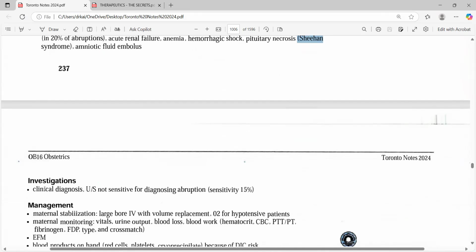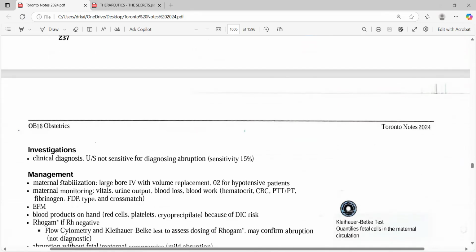Then, it's a clinical diagnosis. Don't go for ultrasound or wait for ultrasound. As you can see, in placenta previa we did the ultrasound, but in this one we go for clinical diagnosis. Ultrasound is not sensitive for diagnosing. Maternal stabilization: always stabilize the mother, then don't forget about the fetus as well. External fetal monitoring, blood products on hand, RhoGAM.